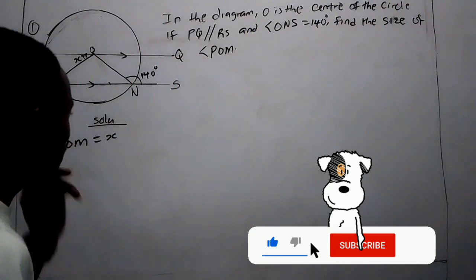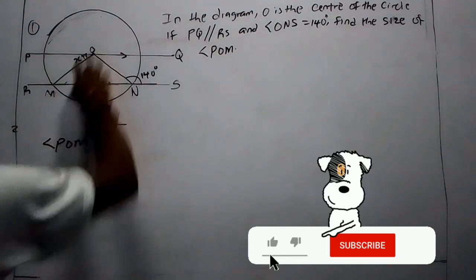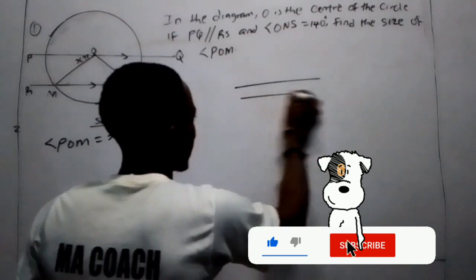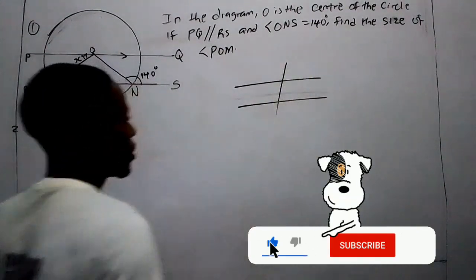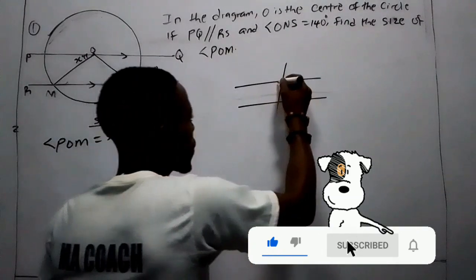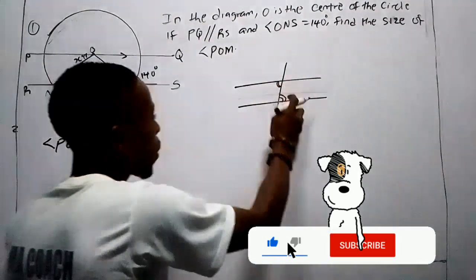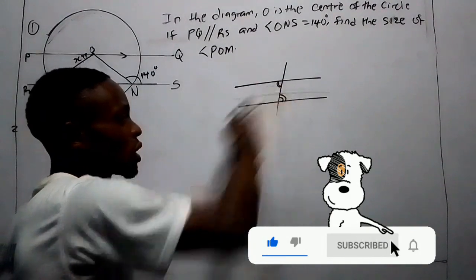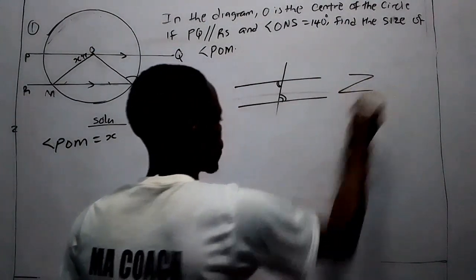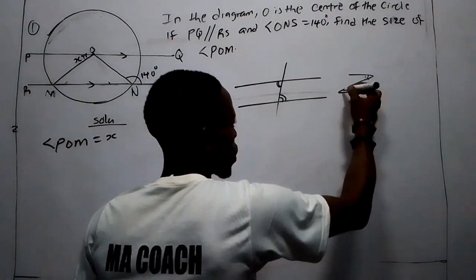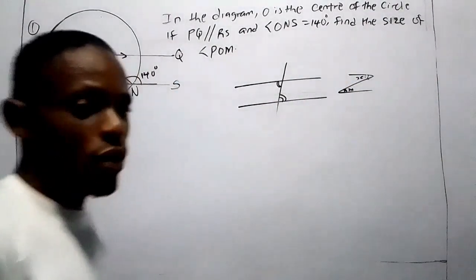To solve this is very simple. If you still remember angles on parallel lines: we have two parallel lines and a transversal line, and the angle here is equal to the angle here. This angle is called an alternate angle. Alternate angles look like a Z. So the angle here is equal to the angle here. If the angle here is S, the other angle is also equal to S.